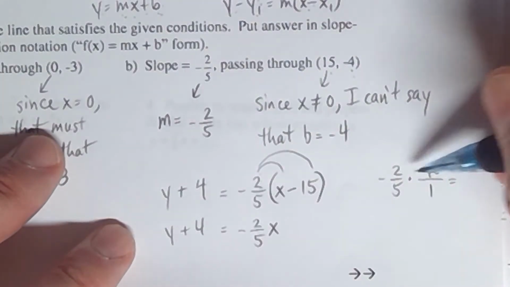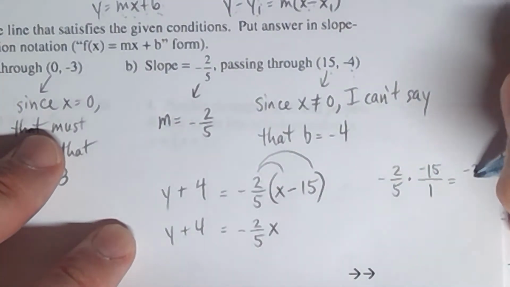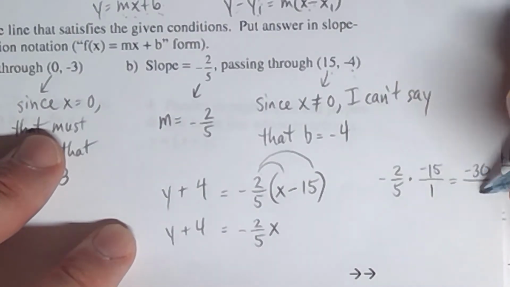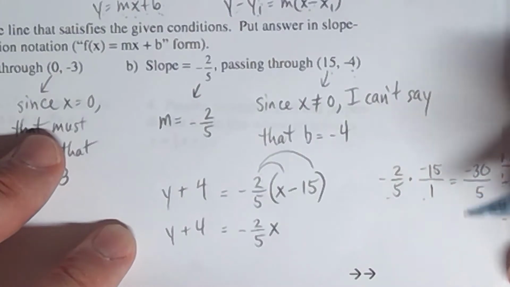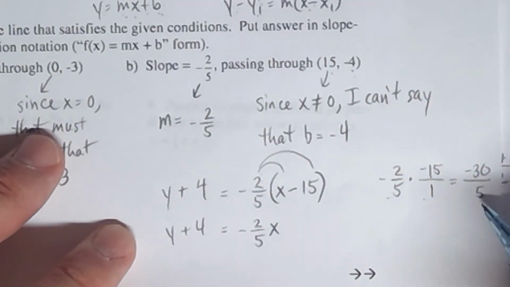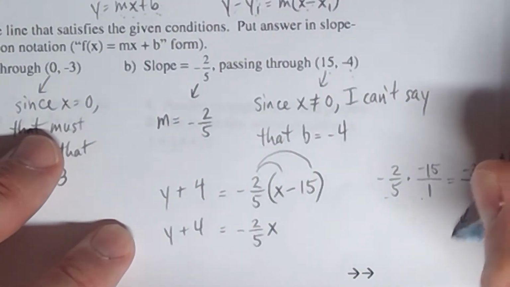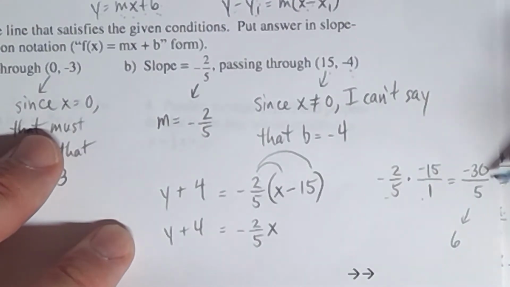But 2 times negative 15 is negative 30. 5 times 1 is 5. But because it's negative times negative, it's supposed to actually be what? It's supposed to actually be positive 6. Okay, because 30 divided by 5 is 6.